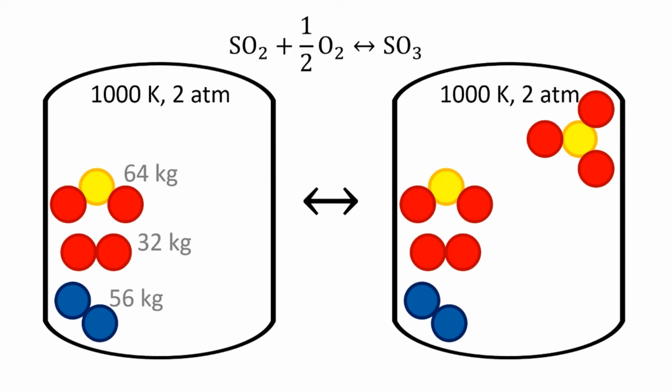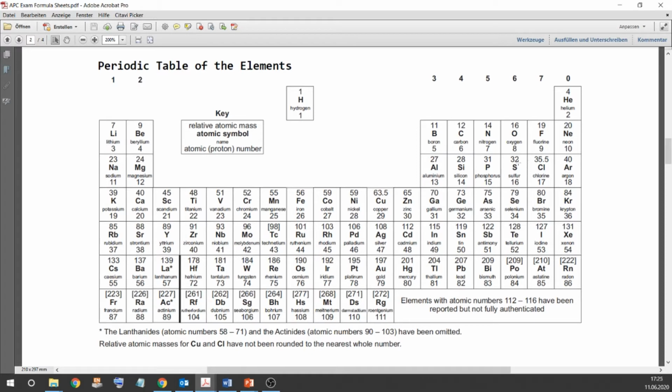So the first step I want to know is how many moles of each of these gases exist in the container. Sulfur has a molar mass of 32 and oxygen of 16. So SO2: 16 times 2 is 32, plus 32 for the sulfur, gives us a molar mass of 64, so 64 grams per mole. And if I have 64 kilograms, this means with 64 grams per mole, I have 1 kilomole of sulfur dioxide.